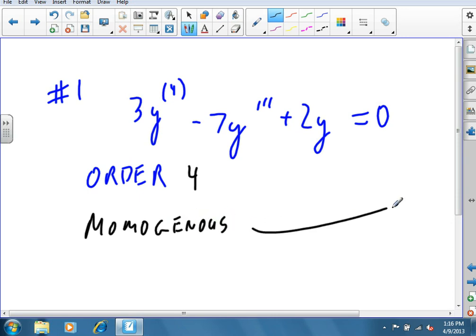And it's homogeneous because it's equal to 0. So if I had a plus 1 over here on the other side of the equation, it would not be equal to 0 because the 1 would go over to the other side. So it's homogeneous. If I look at number 2, it's non-homogeneous.